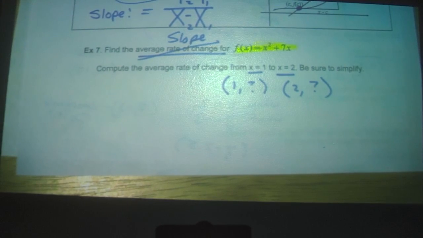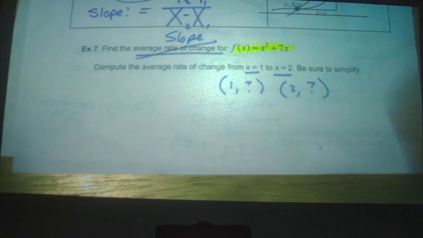Well, how do I find the y values is my question. I've got my function. I got my x values. How do I find the y's? Because that's the first thing we got to do. What do you guys think? How do you find the y values given x's in the function?